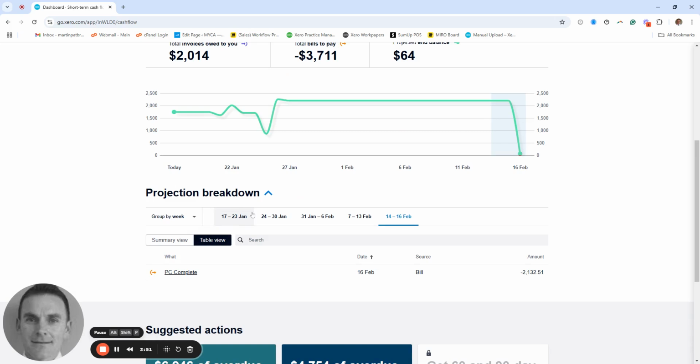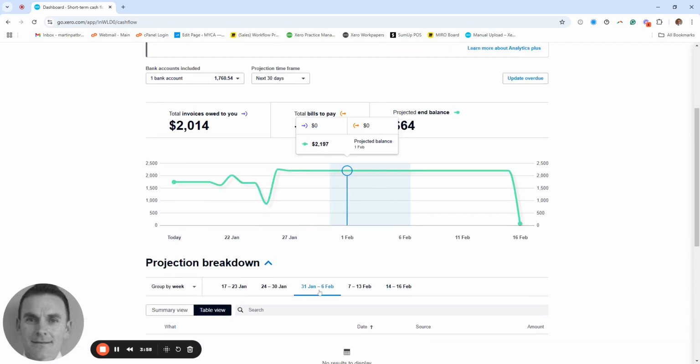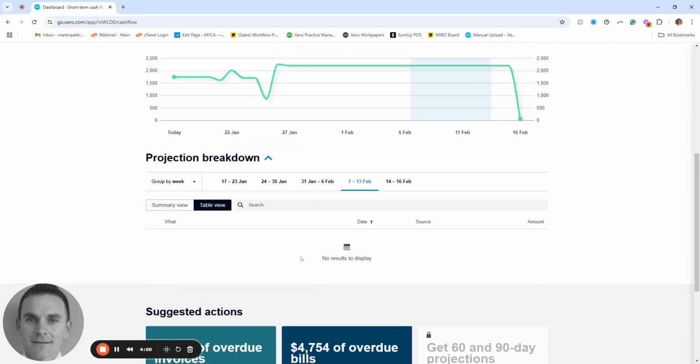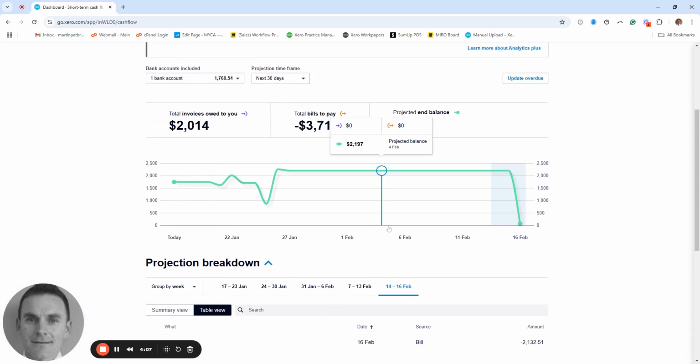We can look then to the next week. We've nothing, and we've nothing here, nothing to be paid out. So where is this massive expense coming out for this 3,711? We're going to have a look here. Nothing in the following week, and here it is.